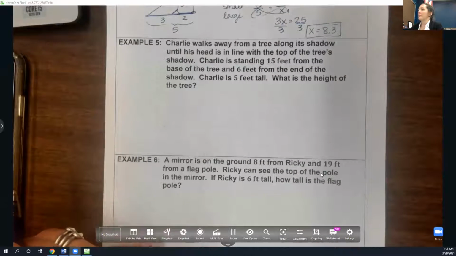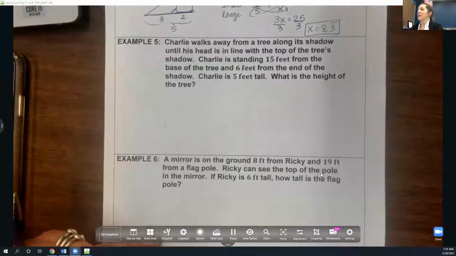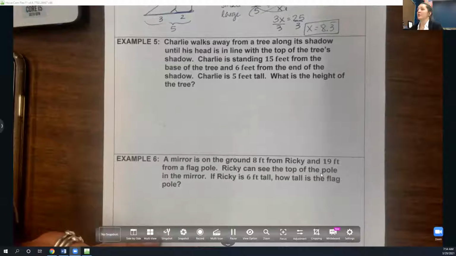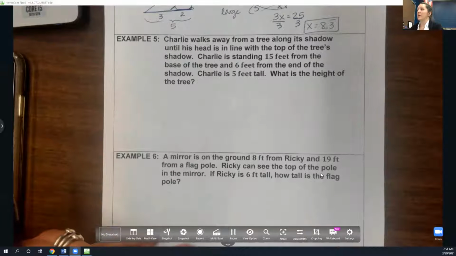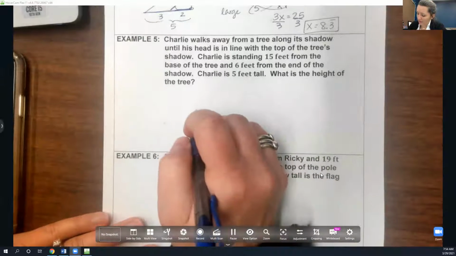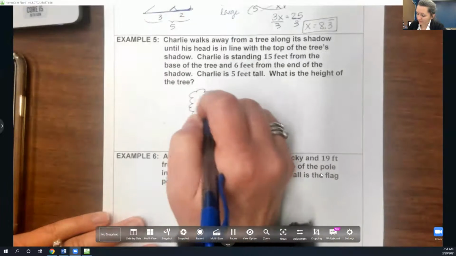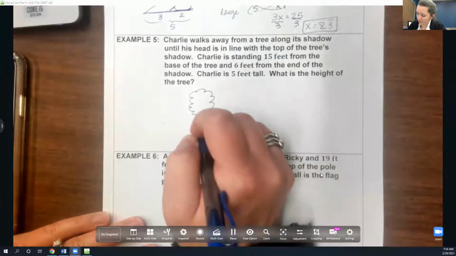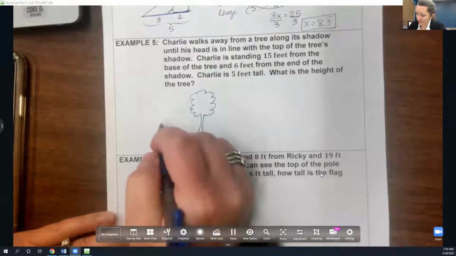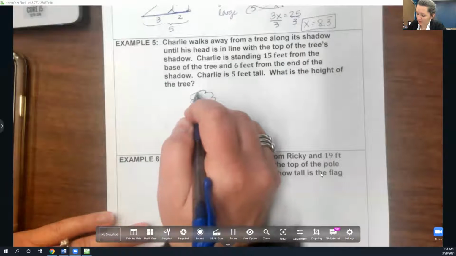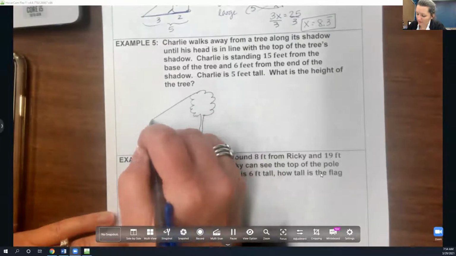Charlie walks away from a tree along its shadow until his head is in line with the top of the tree's shadow. Charlie is standing 15 feet from the base of the tree and 6 feet from the end of the shadow. Charlie is 5 feet tall. What is the height of the tree? So we have this tree, right? Weird looking tree. And here's Charlie. So thinking about the top of the shadow, kind of looks like this.